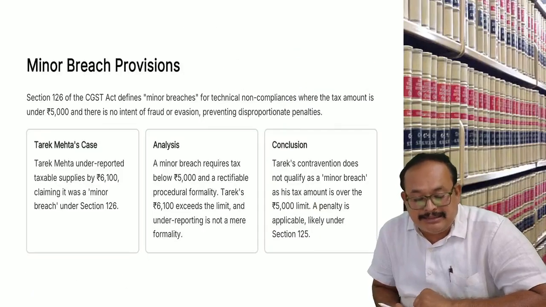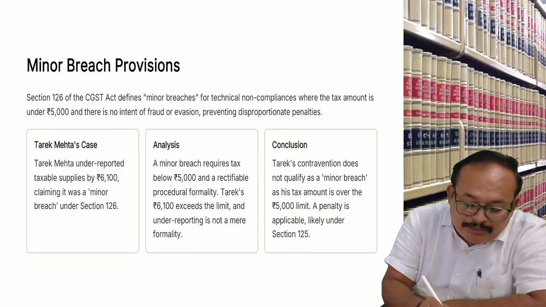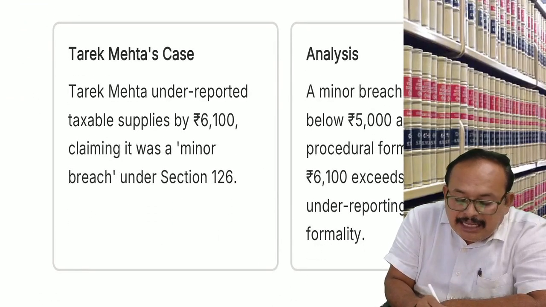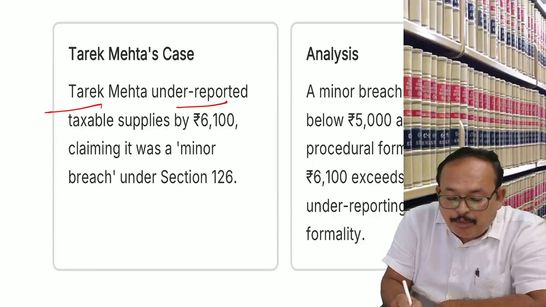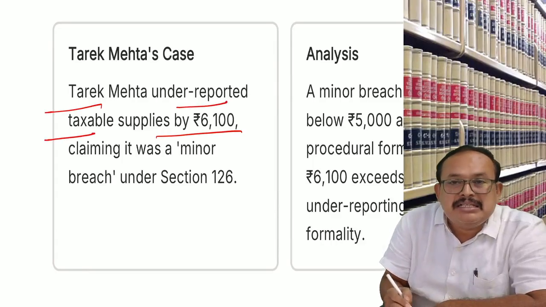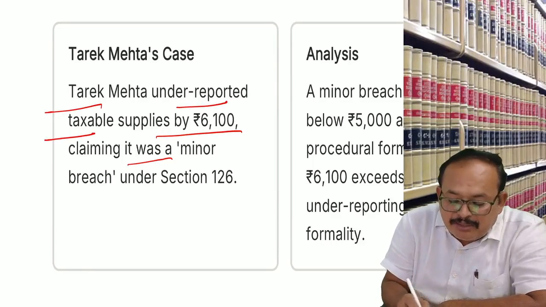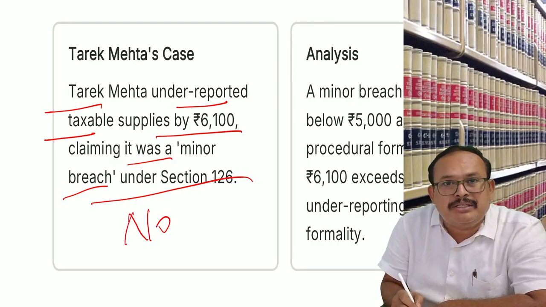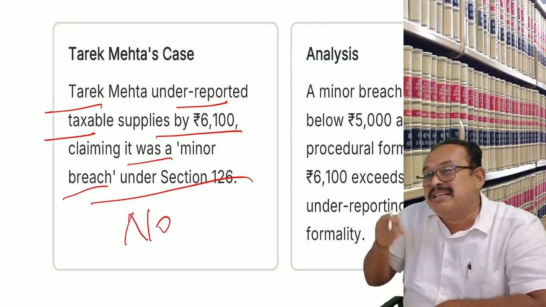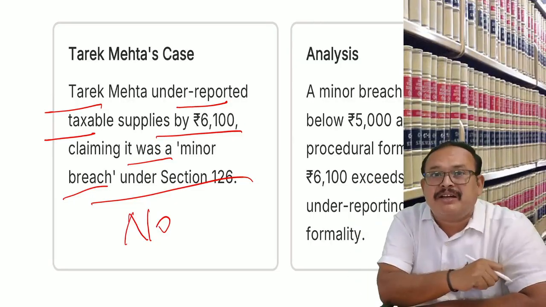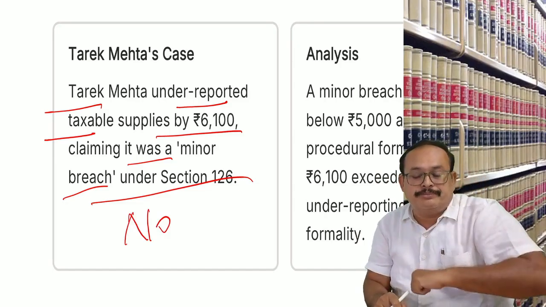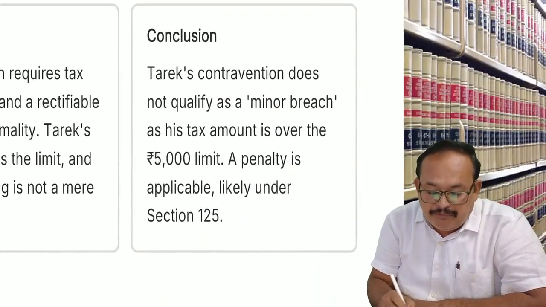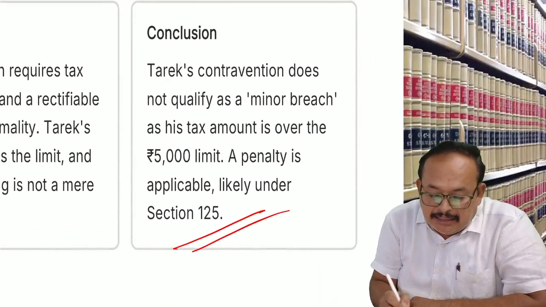A question asked in the examination. This example question, look here. Tarak Mehta underreported taxable supplies by 6,100, claiming it was a minor breach. Is it so? No, not a minor breach. Minor breach means the tax amount should be less than 5,000, not even equal to 5,000. Then by analysis, it is not a minor breach. Therefore, we levy the penalty. Penalty will be levied.